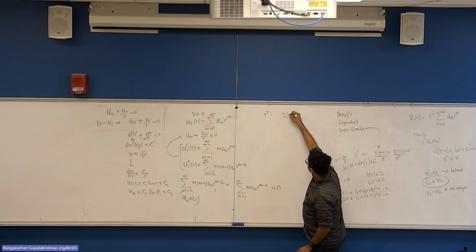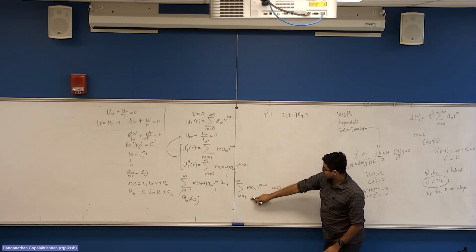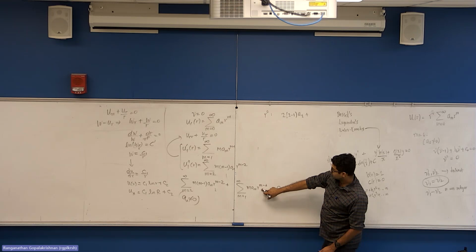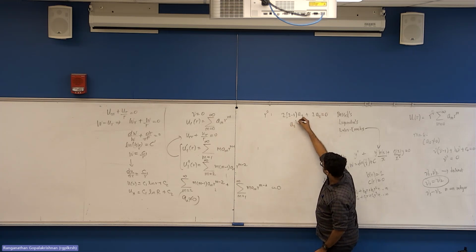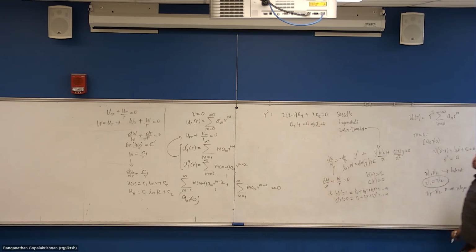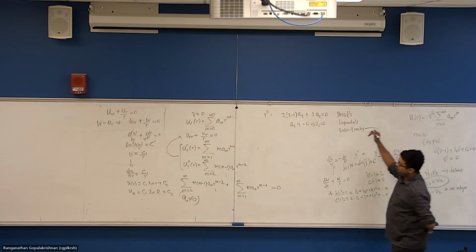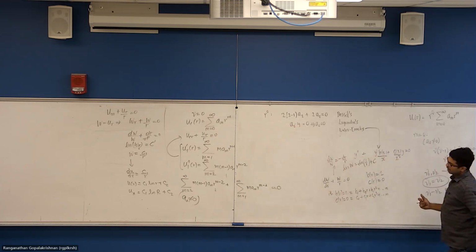So 2 times (2 minus 1) times a_2, plus, here I have to set m equals 2 again, plus 2 times a_2 equal to 0, or essentially a_2 times 4 equal to 0, which is possible only if a_2 is 0.